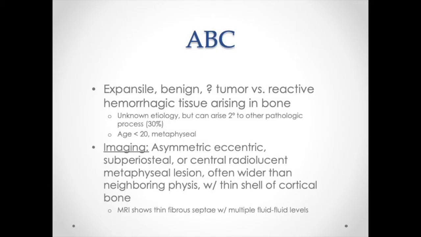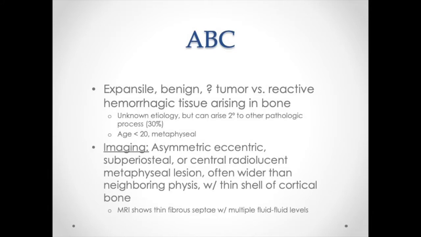Aneurysmal bone cyst is another cystic and lytic lesion of bone that tends to be expansile. It's benign. The question is whether it's a true tumor itself versus a reactive process, and it involves hemorrhagic tissue arising in the bone. It has an unknown etiology but can arise secondary to other pathologic processes in up to 30% of these, and as we talked about, giant cell tumor of bone is one of the most common. Chondroblastoma is another one, and many sarcomas can do this as well.